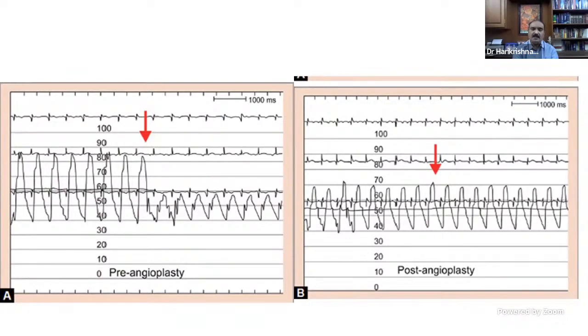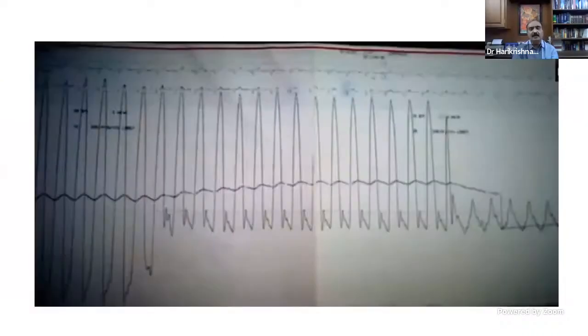What is this one? It's a post intervention. Please go ahead. Pullback tracing from proximal aorta to distal aorta. In the first plot, that is in the pre-angioplasty slide, there is a gradient. So this is a coarctation of aorta, probably with coarctation angioplasty. Okay. What is this one?